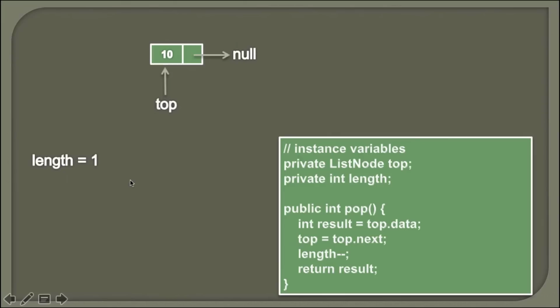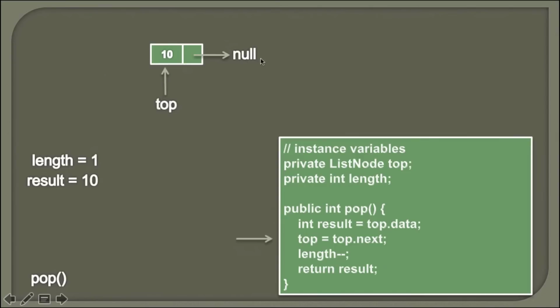Now if we again call the pop method, first we'll store the data inside this list node which is being pointed to by the top. So we are simply assigning top.data to an integer variable result. And as we need to remove this node, we'll simply break this link and assign top to its next. So we are simply assigning top.next value to top.